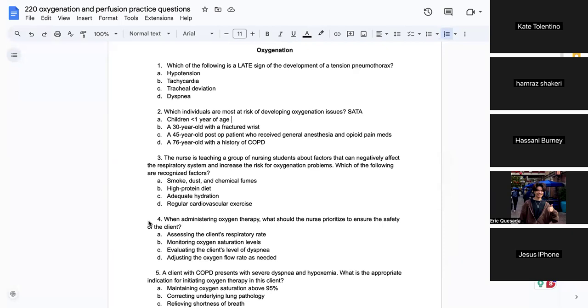Which of the following is a late sign of the development of a tension pneumothorax? A, hypotension, B, tachycardia, C, tracheal deviation, or D, dyspnea.